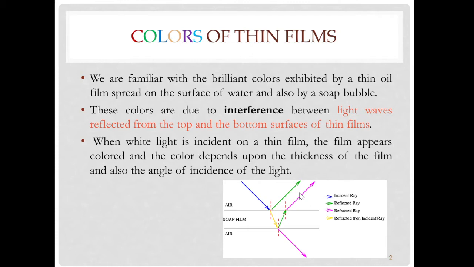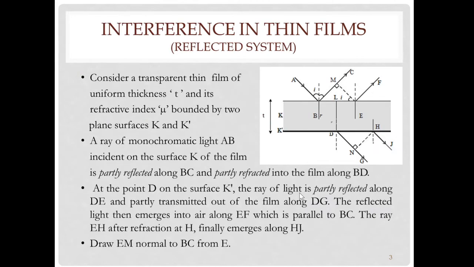Interference in these thin films can be due to reflected light or transmitted light. So when white light is incident on a thin film, the film appears colored and this color depends upon the thickness of the film and also the angle of the light. Now let's see how interference is happening in thin films under reflected system.